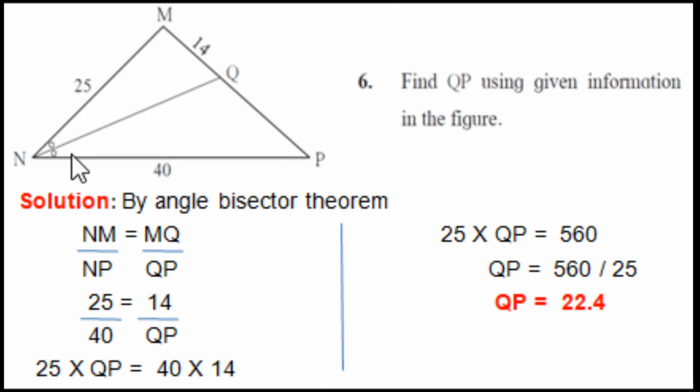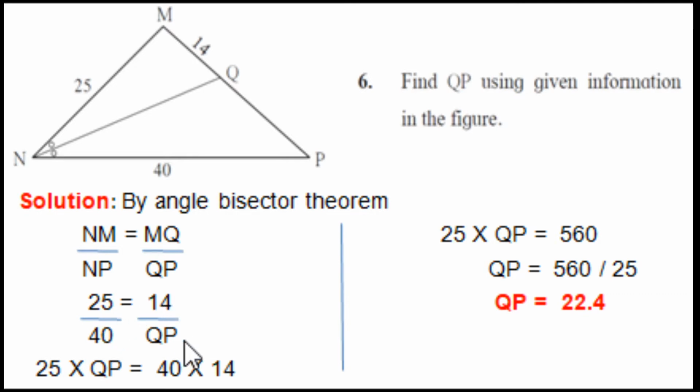Since the angle bisector is given, we are directly using the angle bisector theorem. So by the angle bisector theorem, what do we get? NM upon NP is equal to MQ upon QP. Put values: NM 25, NP 40, MQ 14 and QP we have to find out.